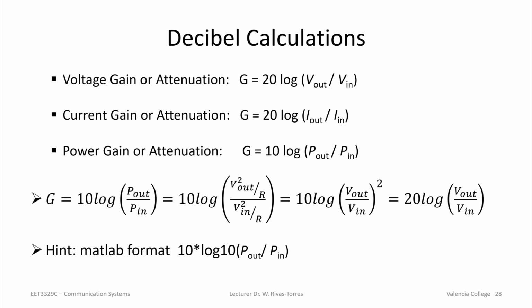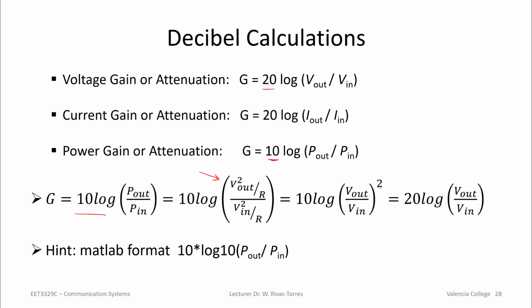We can express decibels for voltage gain, current gain or attenuation, power gain or attenuation, and here are the basic formulas. Now, power gain, how come power gain uses 10 and voltage gain uses 20? Okay, because if you remember, power is voltage square over R. Notice how down here, what we're doing is we're replacing power by V out square over R, V in square over R. The two R's are equal, so they cancel out. You end up with V out square over V in square.